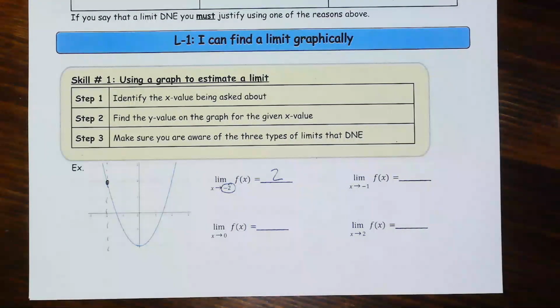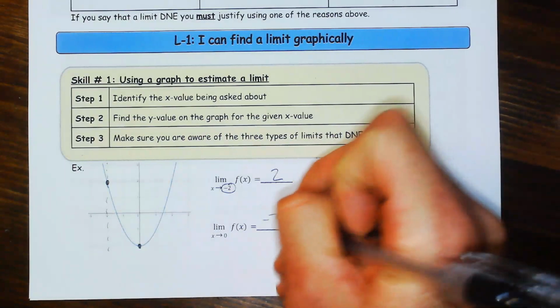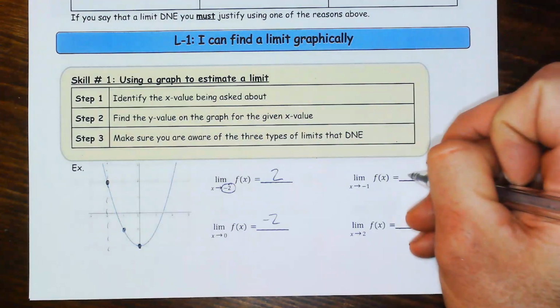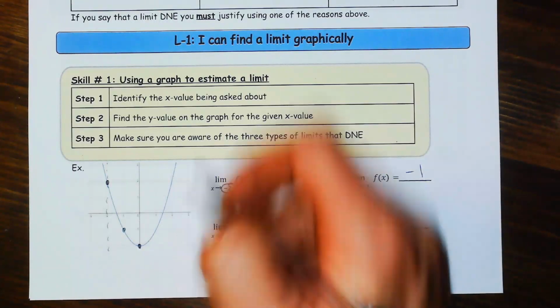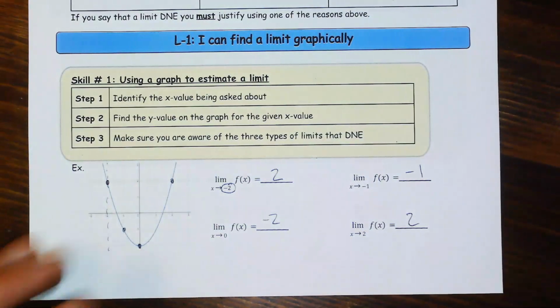So just to jump through the rest of these real quick, if X equals 0, Y equals -2. If X equals -1, Y also equals -1. Okay, and then if X equals 2, Y equals 2. So we have all of basically these options that we were able to see on the graph.